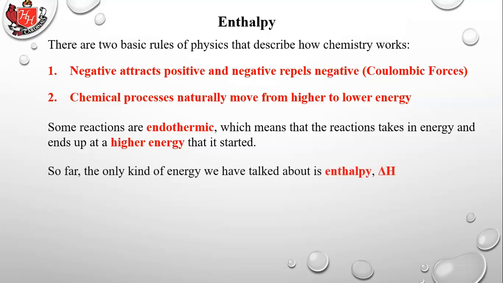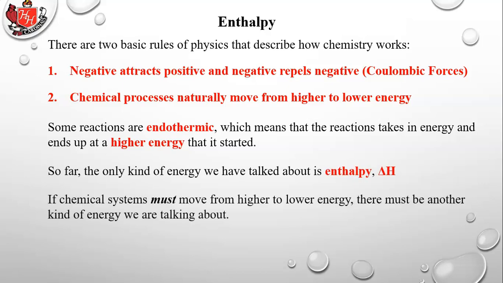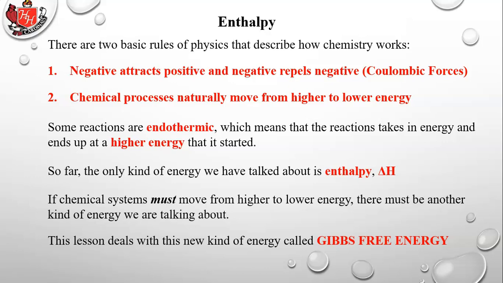So far, the only kind of energy we've talked about is enthalpy, and that's delta H. But if chemical systems must move from higher to lower energy, there must be another kind of energy that we're talking about. Because clearly sometimes enthalpy is positive and heat energy goes into a reaction. So if rule number 2 up above is going to be true, there must be a different kind of energy that we're talking about. So this lesson deals with this new kind of energy called Gibbs free energy.